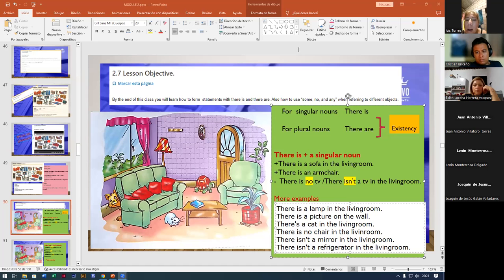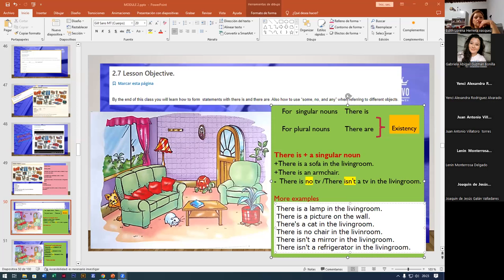Lenin? Lenin, are you present? No? Gabriela Abigail?